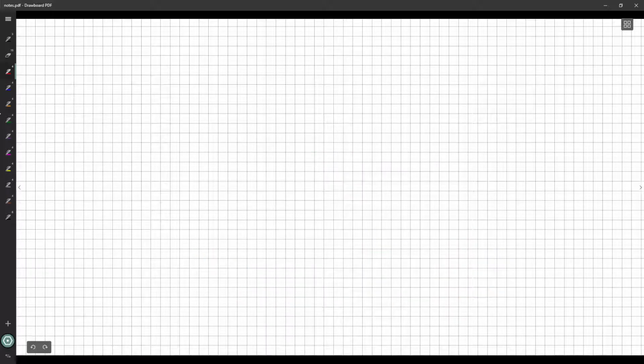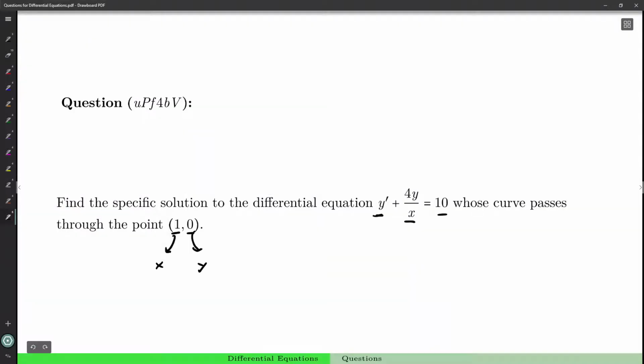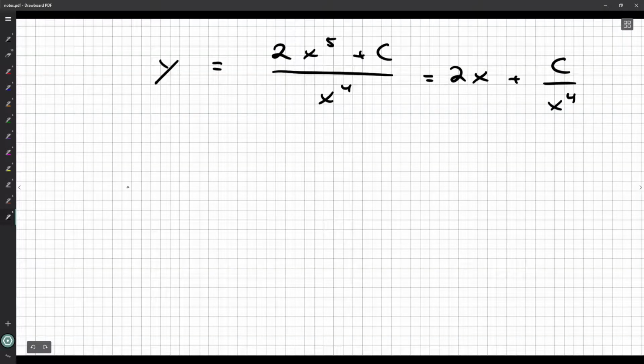Divide by x to the 4 on both sides, and we have our general solution. And that simplifies to y equals 2x plus c over x to the 4. Great. So for different values of c, you get different functions for y in terms of x. We're looking for one very particular one. We want, what is it? y is going to be 0 when x is equal to 1.